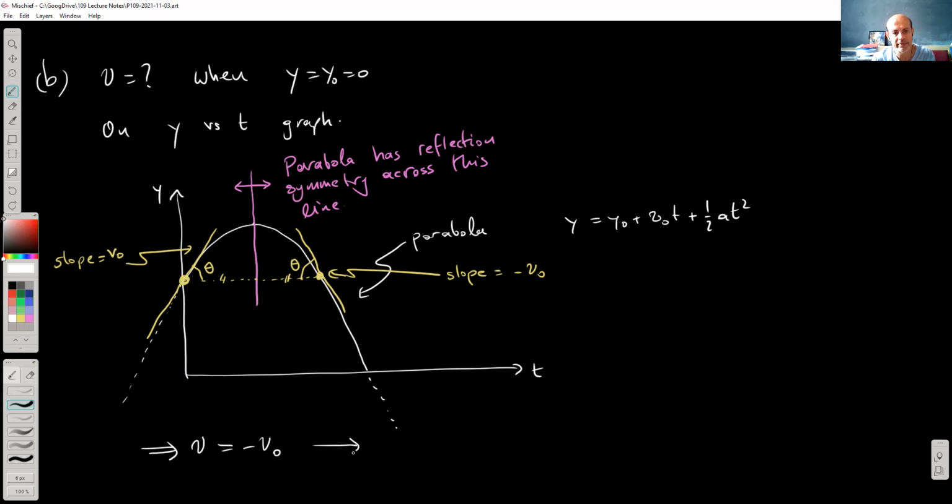Yeah, we are using the upward axis, right? So V0 was plus 5 meters per second. So that means the final velocity is minus 5 meters per second. Or you may want to say 5 meters per second downward if you don't want to use any axes.